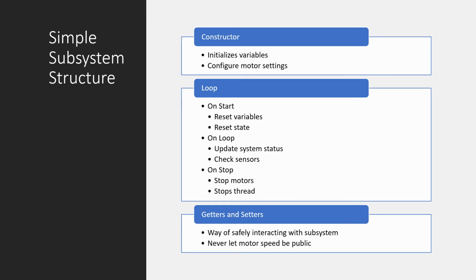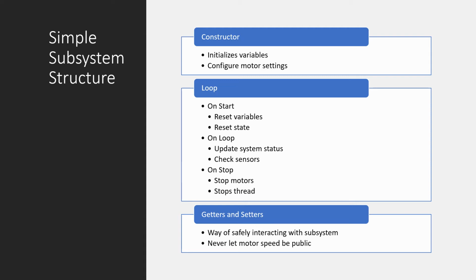Then we have a loop variable, and this contains all the actions that happen whenever the subsystem loops. So it has an onStart method that's called once whenever the subsystem is started. And this is where you would reset variables or reset the system state of the subsystem. Then we have an onLoop method, and this is where you would update the status of the system and usually check the sensors and see if they've seen anything new recently.